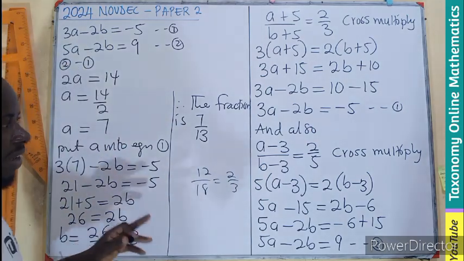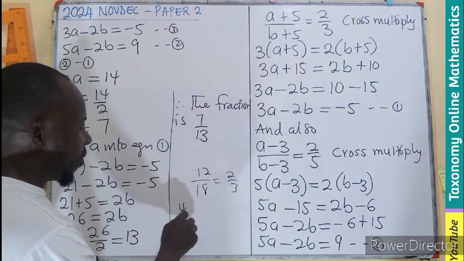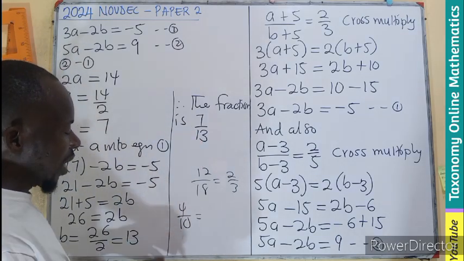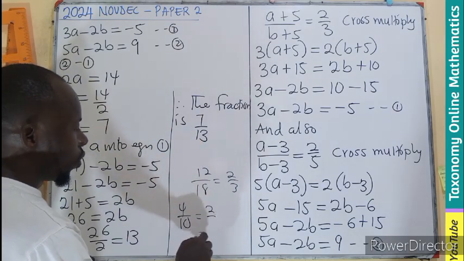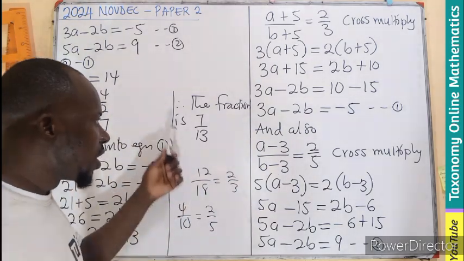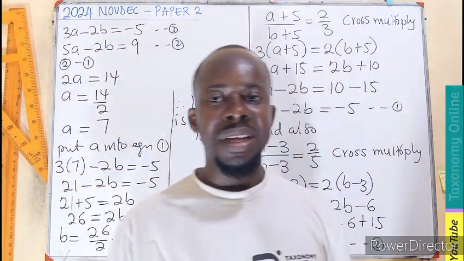Then, in the case of the second, subtract 3 from here. You get 4. You get 10. Common factor will be 2. 2 here, 2. 2 here, 5. You can see. So the fraction they are referring to is 7 on 13. I guess you followed through from the beginning.